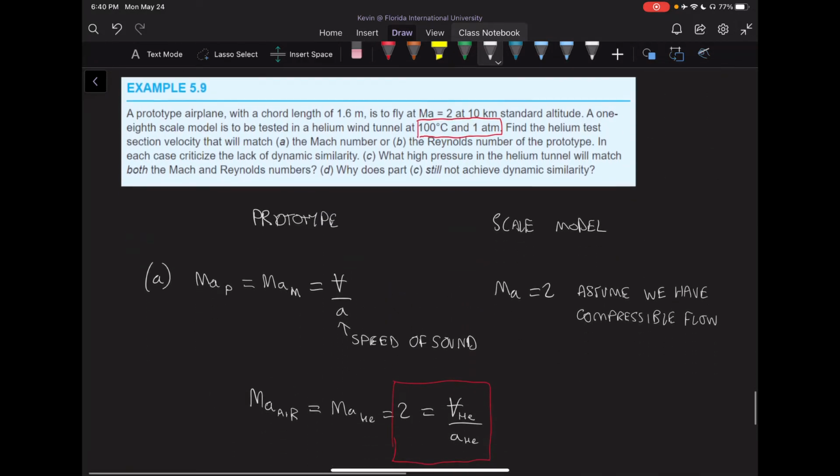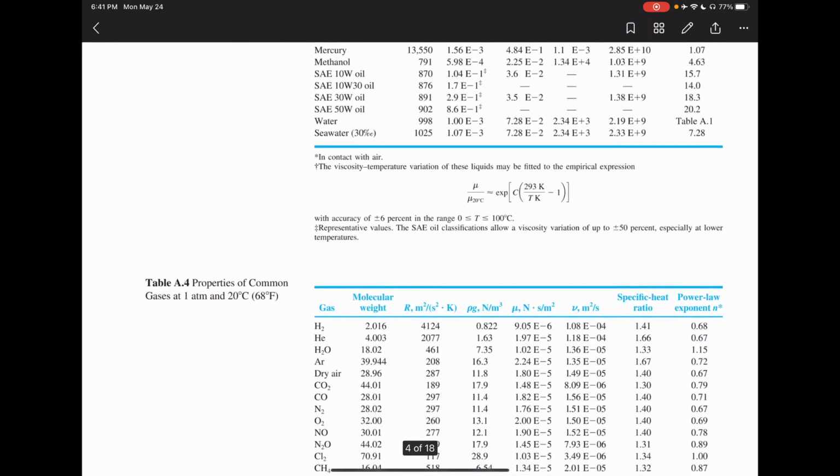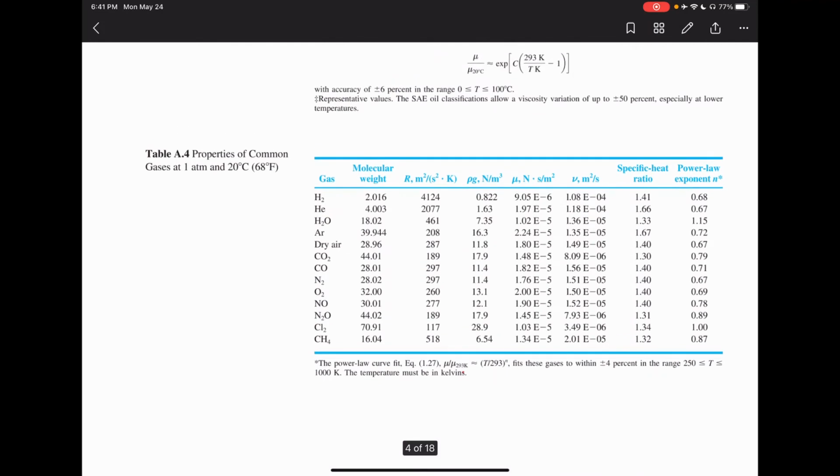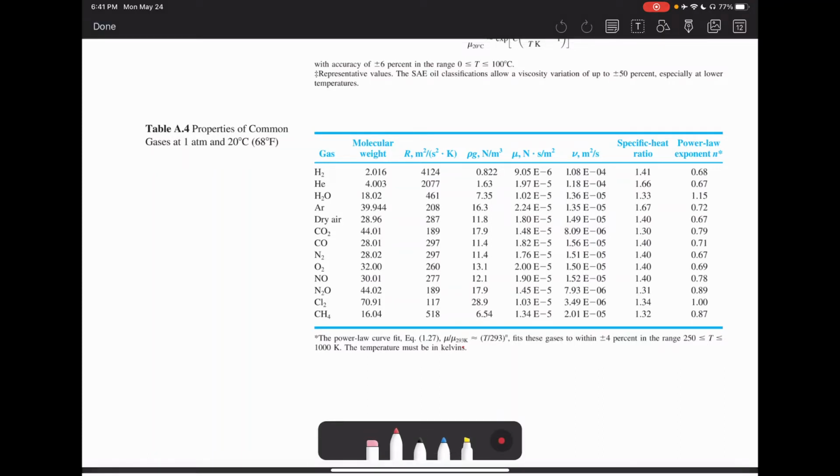Now in the question, we don't have any information on K and R, so we're gonna have to find it. In order to find it, we're going to have to go to our fluids appendix. And in table A4, we actually have some information about helium. Table A4 gives us properties of gases at 1 atmosphere and 20 degrees Celsius.